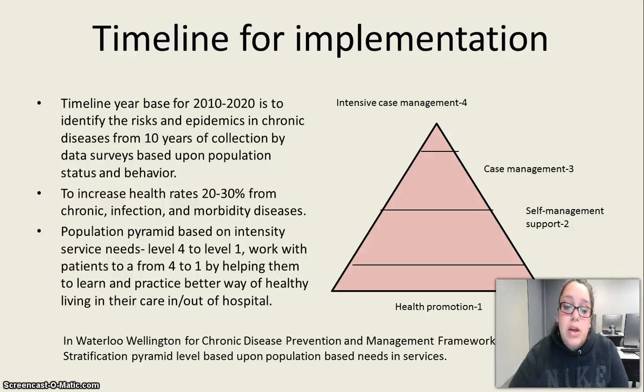out of the hospital. In Waterloo Wellington, for the chronic disease prevention and management framework, they developed a stratification pyramid level based upon the population-based needs and services. So level 4 is at the very top. It's intensive case management. Level 3 is case management. Level 2 is self-managed support, and level 1 is health promotion. So their goal is to go from level 4 and get the patients better and get them down to a level 1 base.